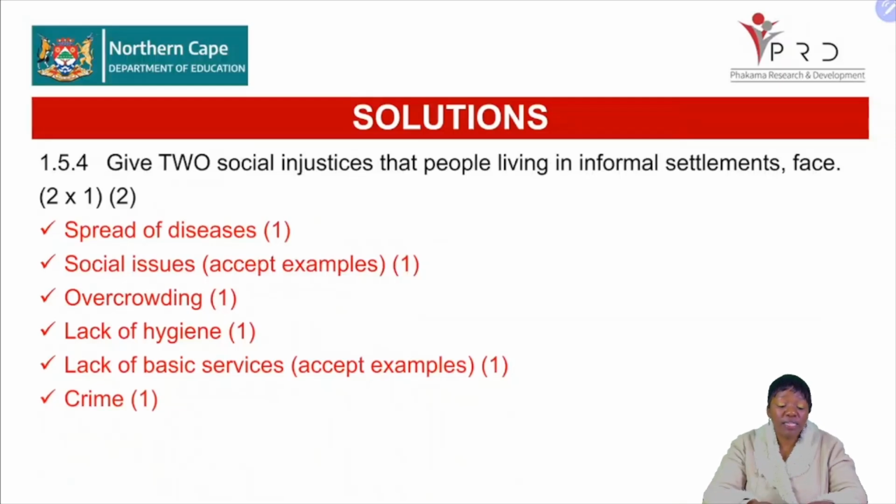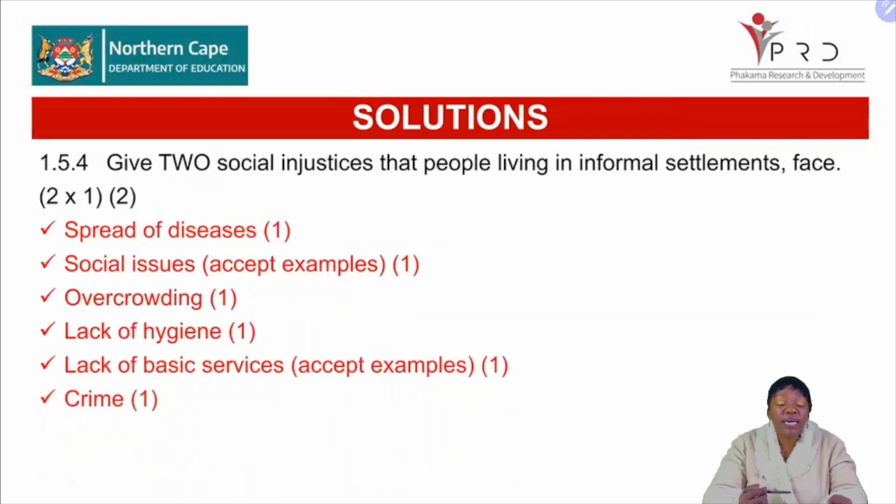Then we're looking at the social issues. In terms of the social issues, we're talking about the conditions that they are living in, and then the overcrowding because there are too many in one area, with the lack of hygiene. We're talking about the lack of basic services. There is no electricity, there is no water, there are no roads in terms of the infrastructure.